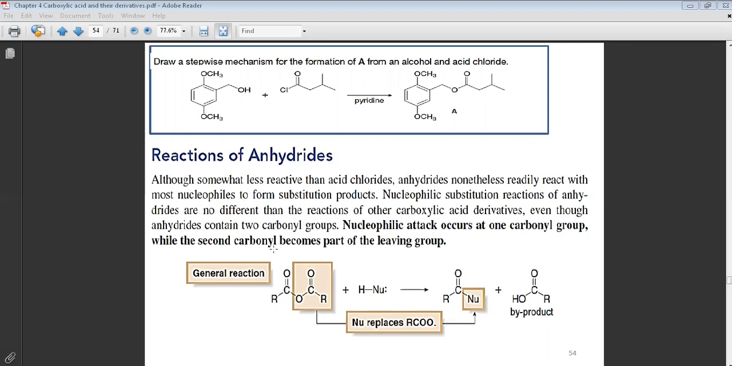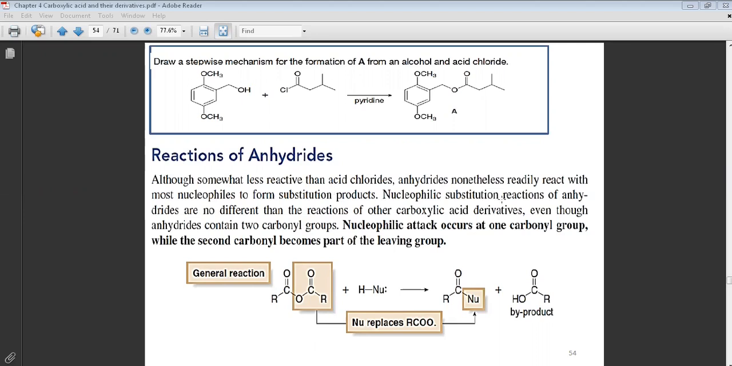That means we have an acyl group here. The acyl group can be replaced with the nucleophile, with most nucleophiles, with the stronger nucleophile, to form the substitution product.